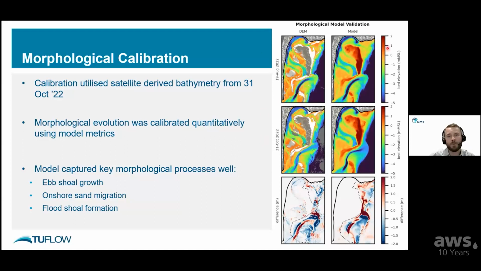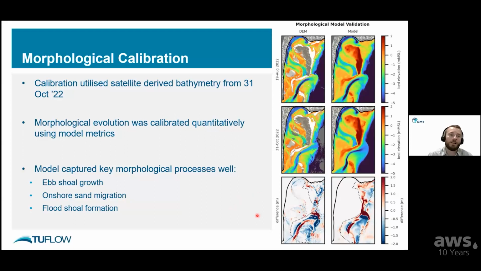We began our model from that first dataset, with that being the basis of our bathymetry. We wanted to see that we could get our model to capture the key processes shown in the second dataset that you can see here on the middle row. And the difference between the first and second satellite-derived bathymetry datasets and our model are shown on the final row.